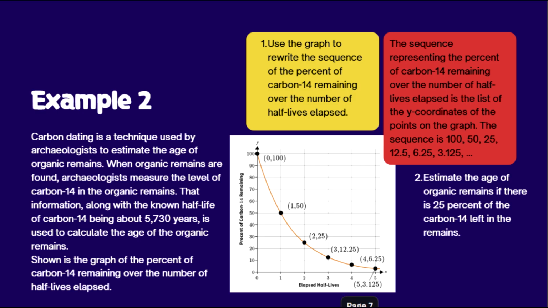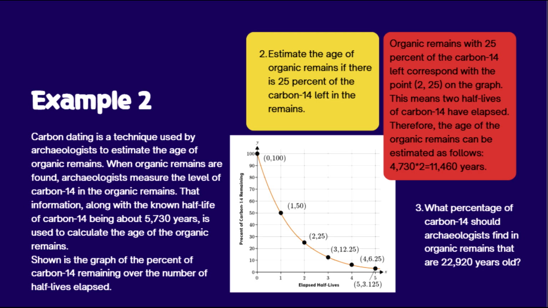And it wants us to estimate the age of the organic remains. It's going to be 2 half-lives old. Is that what it's looking for? Organic remains of 25% of the carbon-14 left correspond with the 0.225 on the graph. This means 2 half-lives of carbon-14 have elapsed. Yay! That was worded weird. I didn't know if I was on the right track.